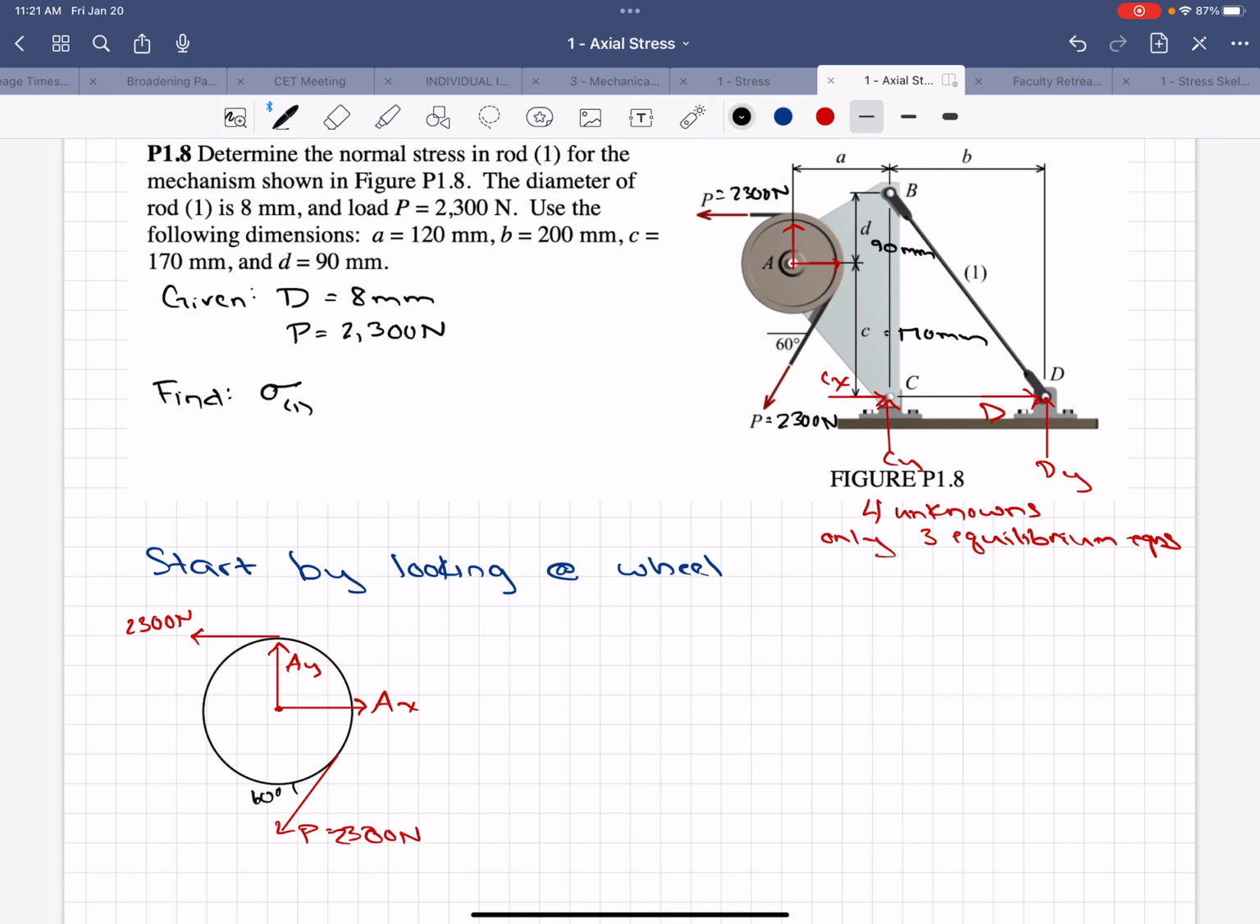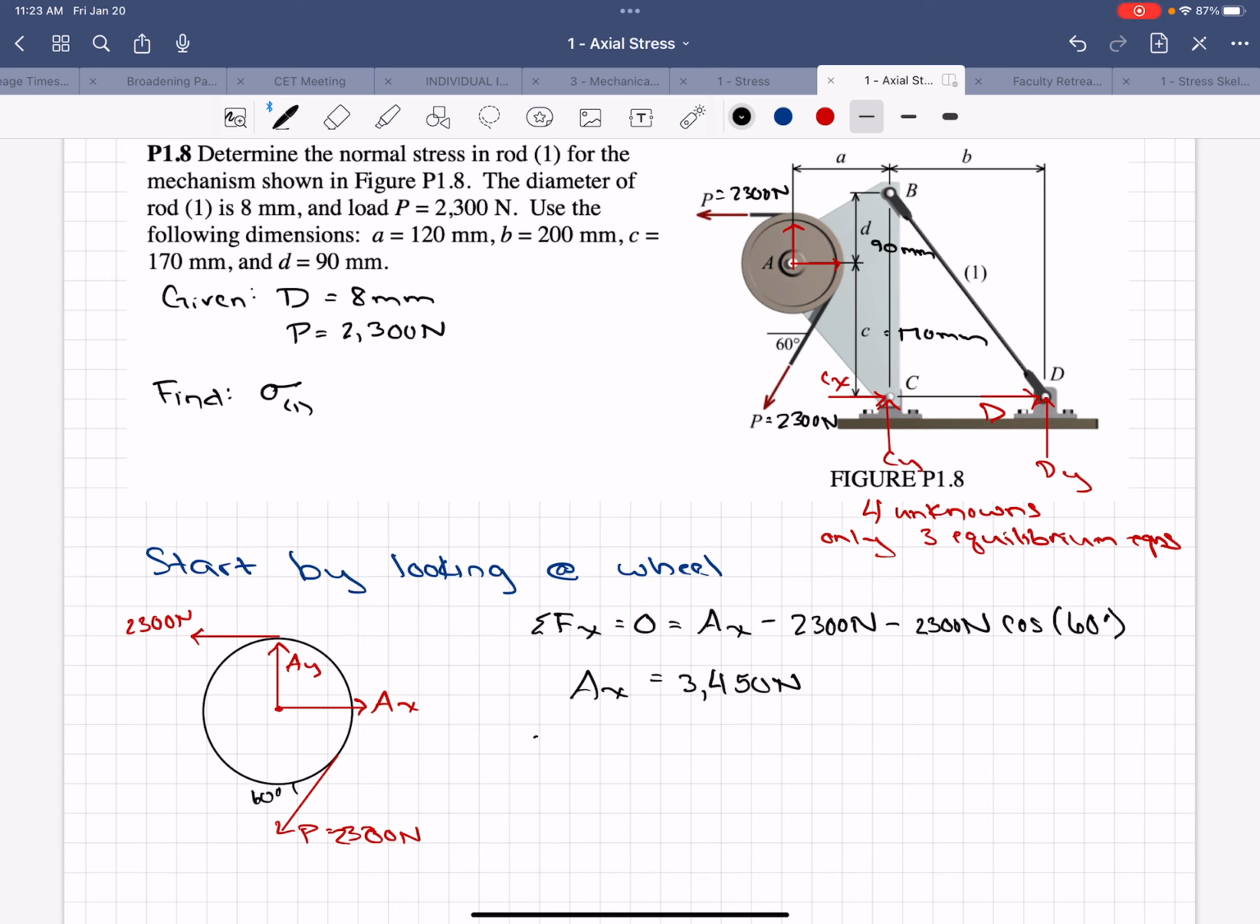So just our equilibrium equations: the sum of the forces in the X equals 0. So that equals AX minus this 2,300 newton P force, minus the X component of this P force. The X component of that is going to be 2,300 newtons times the cosine, the adjacent, of 60 degrees. And then if we solve for AX, it's our only unknown in the equation, we get AX equals 3,450 newtons.